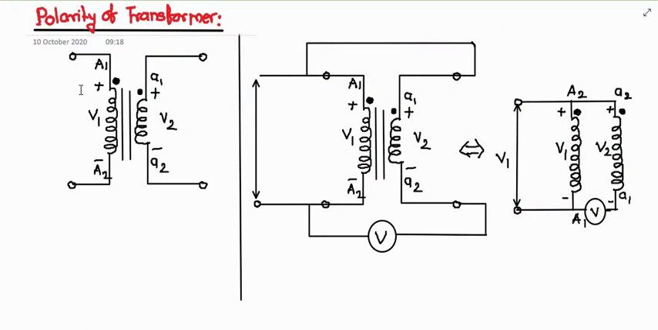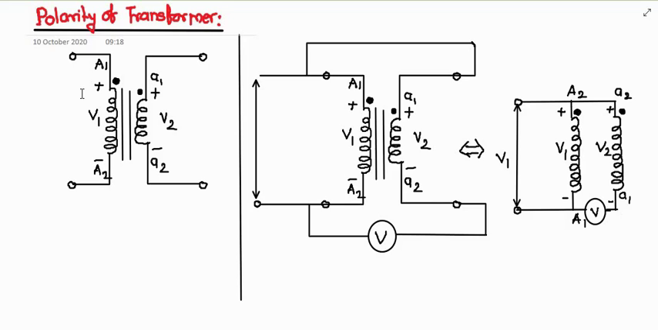Students, we know that the transformer works on the principle of mutual induction. The direction in which the windings are wound, that only decides the polarity of the mutually induced EMF. But practically it is not always possible to draw the coil as per their winding directions. Hence, to indicate the winding directions in the transformer, the dot conventions are used.